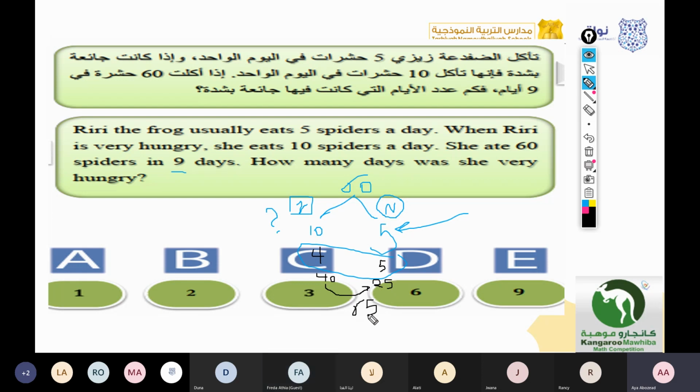Wow, it's more. So if it's more, I need to lower the number, right? So I will take 1 from this side and put it here. Maybe we will use 3, and here it's going to be 6. Now let's multiply. 10 multiplied by 3 will be 30. Good job. And 5 multiplied by 6, 30 again. So when we add, we get 60. Super. So the very hungry days are 3 days.